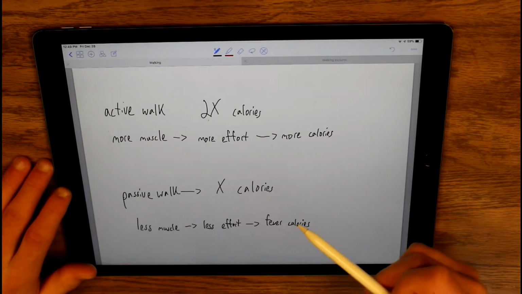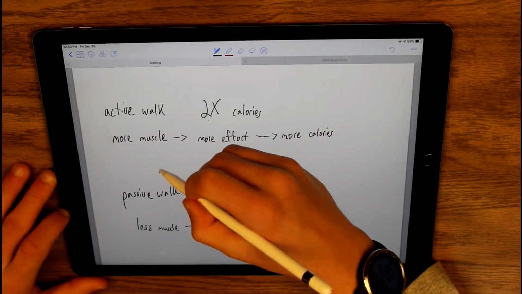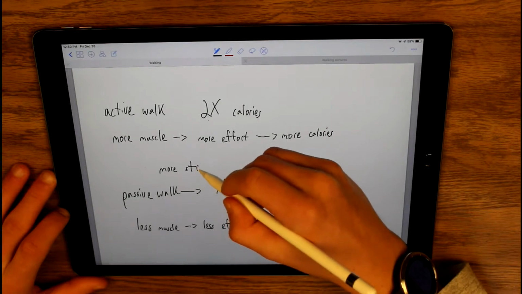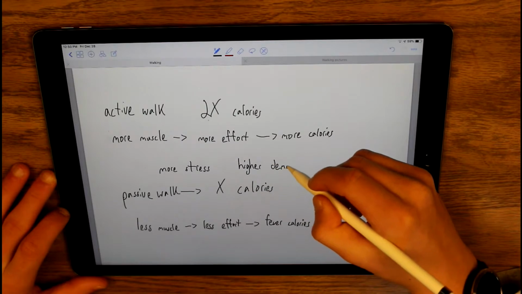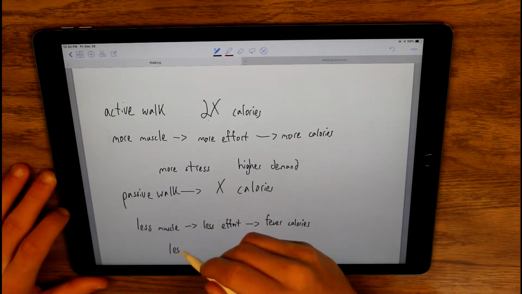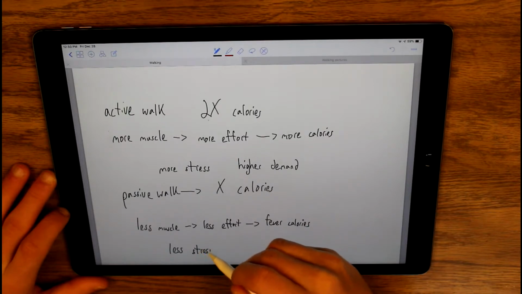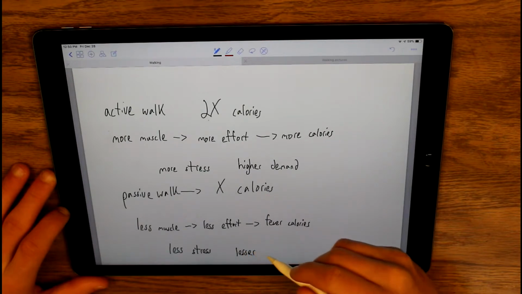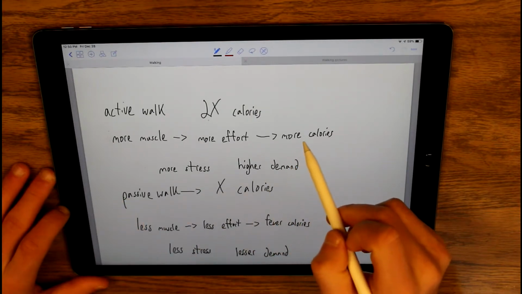And ultimately, what this results in is that this places more stress on the body. It places a higher demand. And the passive walk places less stress, and places a lesser demand on the body. And all of this creates a feedback loop.